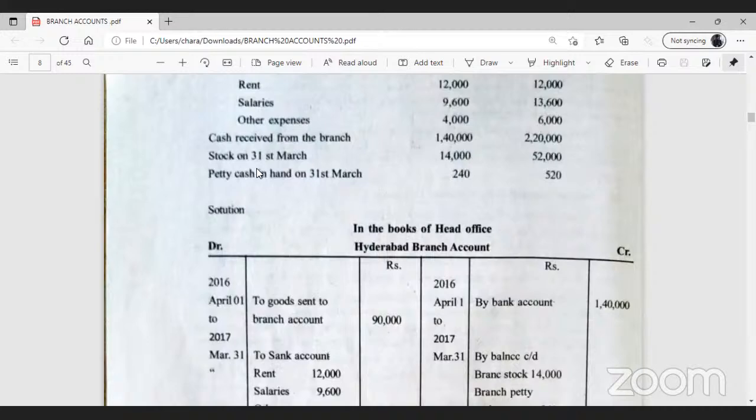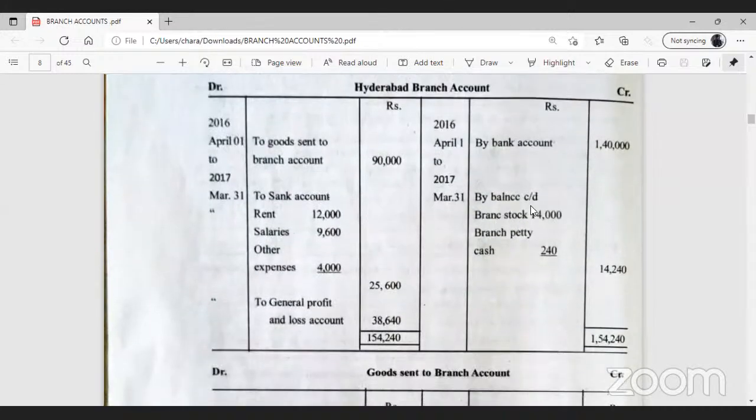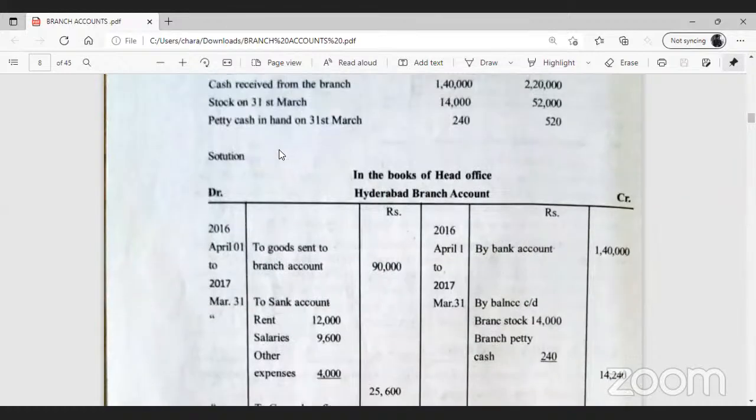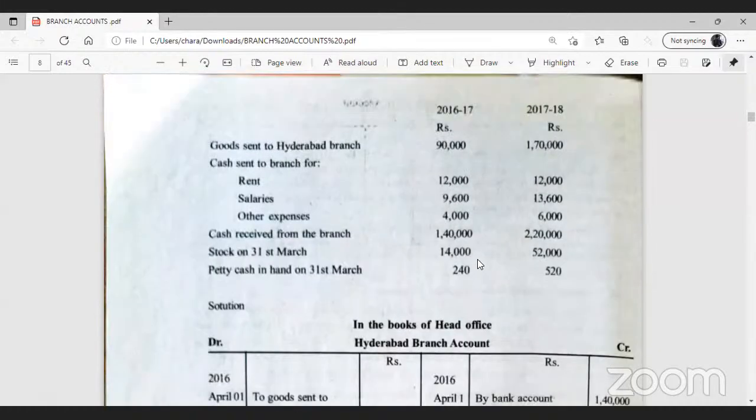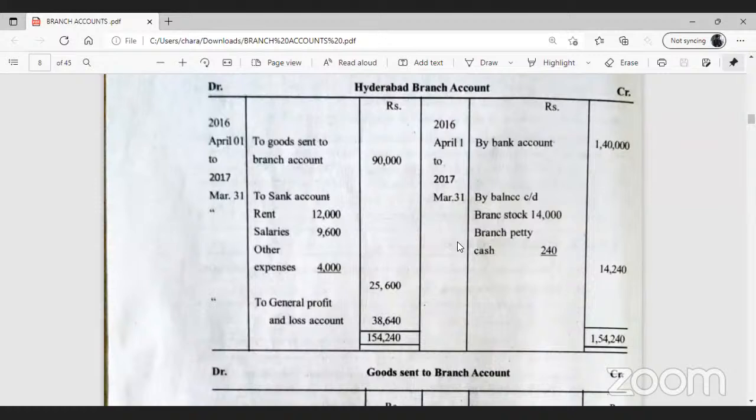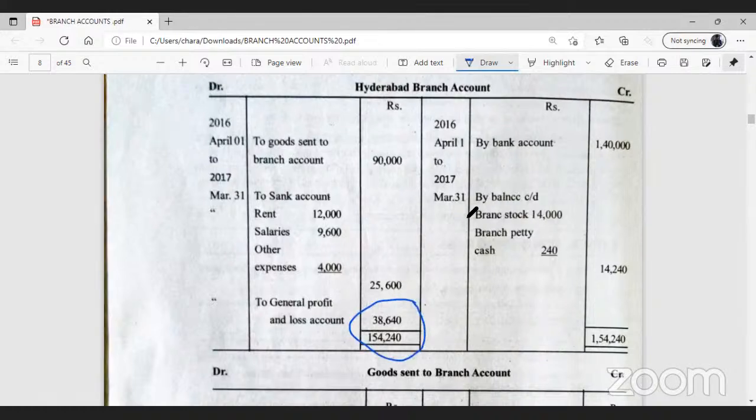Now closing stock. Closing stock and petty cash balance are to be taken on the credit side. So now if you do that, you can get the general profit. The difference between the debit column and credit column, whatever is there, is going to be the general profit or loss. This is the balancing figure which you got after taking all necessary items.